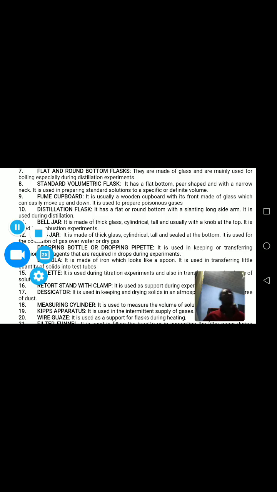Sorry, 3.3 milligram cube. When you use this volumetric flask and measure it, you can get the exact amount, the exact volume of gas that you want to use for your experiment.